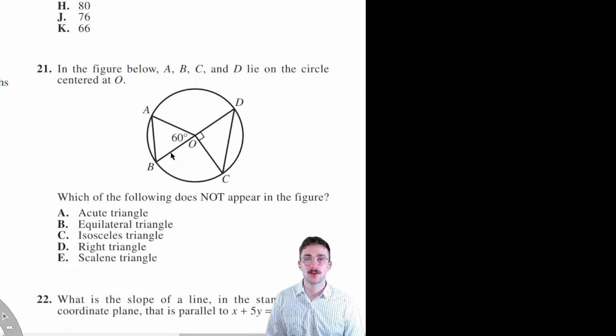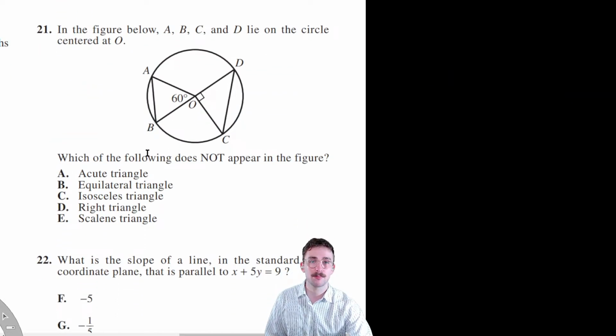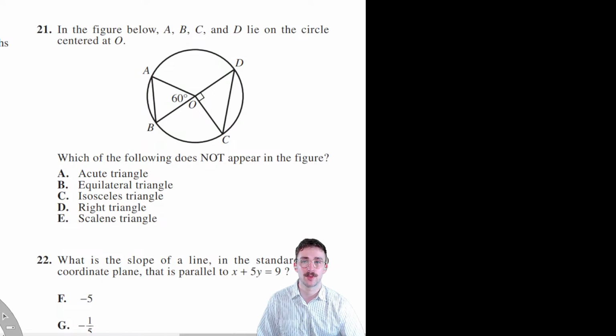Okay, so 21. This problem might look really scary. There are a lot of things going on here. It's obviously a geometry problem. We got some triangles going on here. We also have a circle. But I think that the biggest thing that they're going for here is they're trying to confuse you with this vocabulary.